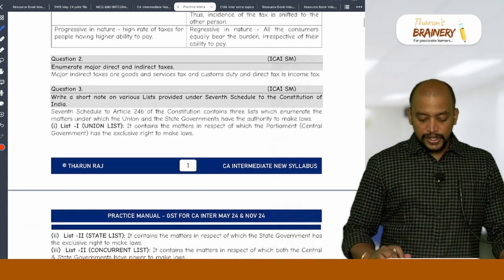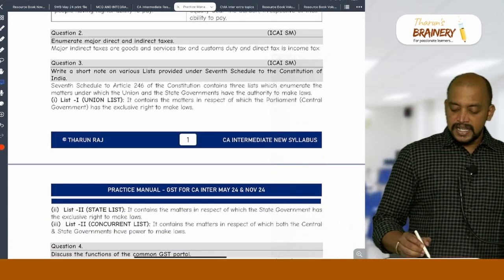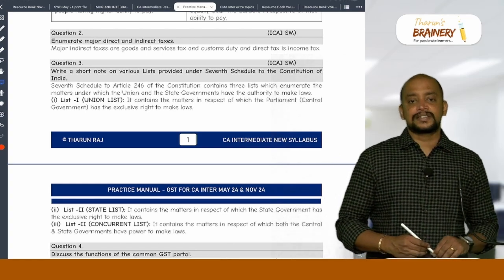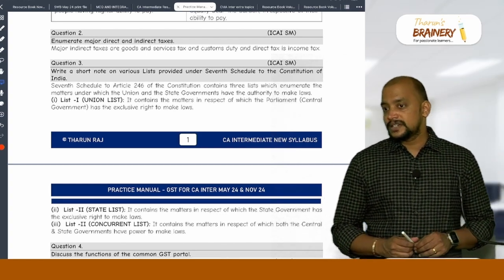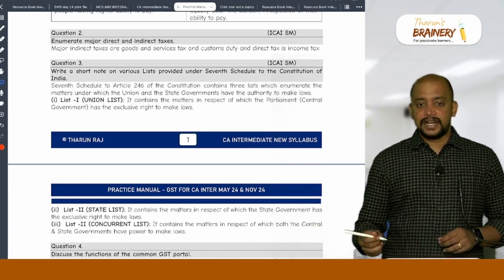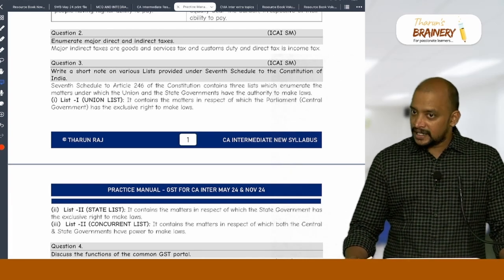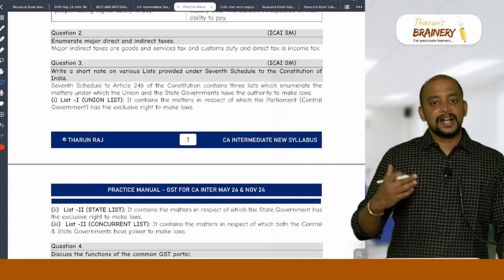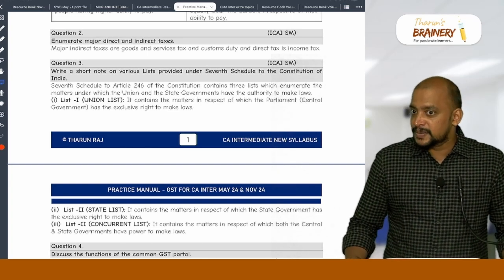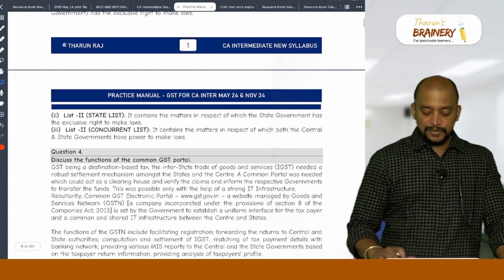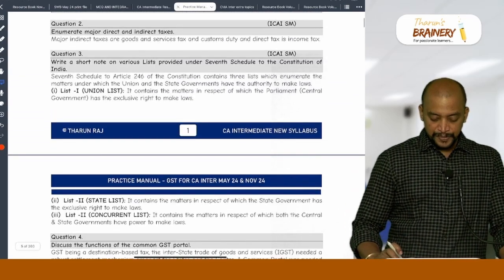Then write a short note on various lists provided under 7th schedule to the Constitution of India. So, 7th schedule to the Constitution has 3 lists. What are those 3 lists? Union list, state list and concurrent list. Union list means where union, that is central government, is having power to make law. State list means where state government is having power to make law. Concurrent list means where both central government and state government is having power to make law. That is about these 3 lists.